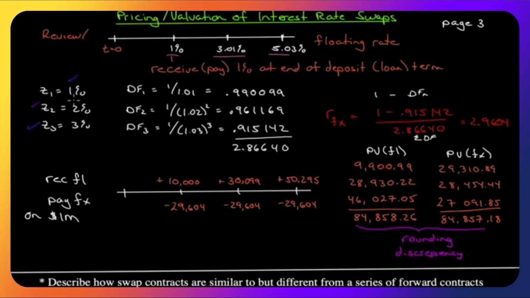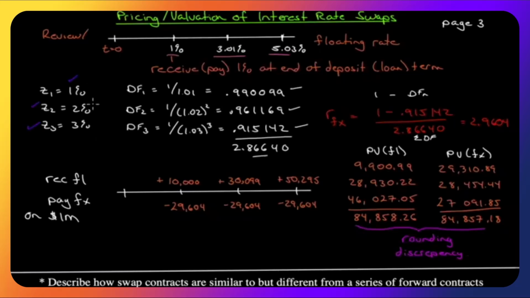This is 1 divided by 1.01. There's discount factor 1. 1 divided by 1.02 squared. When we calculate a discount factor, we're assuming a single unit payment 2 years from now because it's a spot rate. It's a 2-year spot rate. So we get 0.9611. And the last discount factor, 1 divided by 1.03 cubed, is 0.91. Add them up, you get 2.8664. That wasn't hard to do, right?